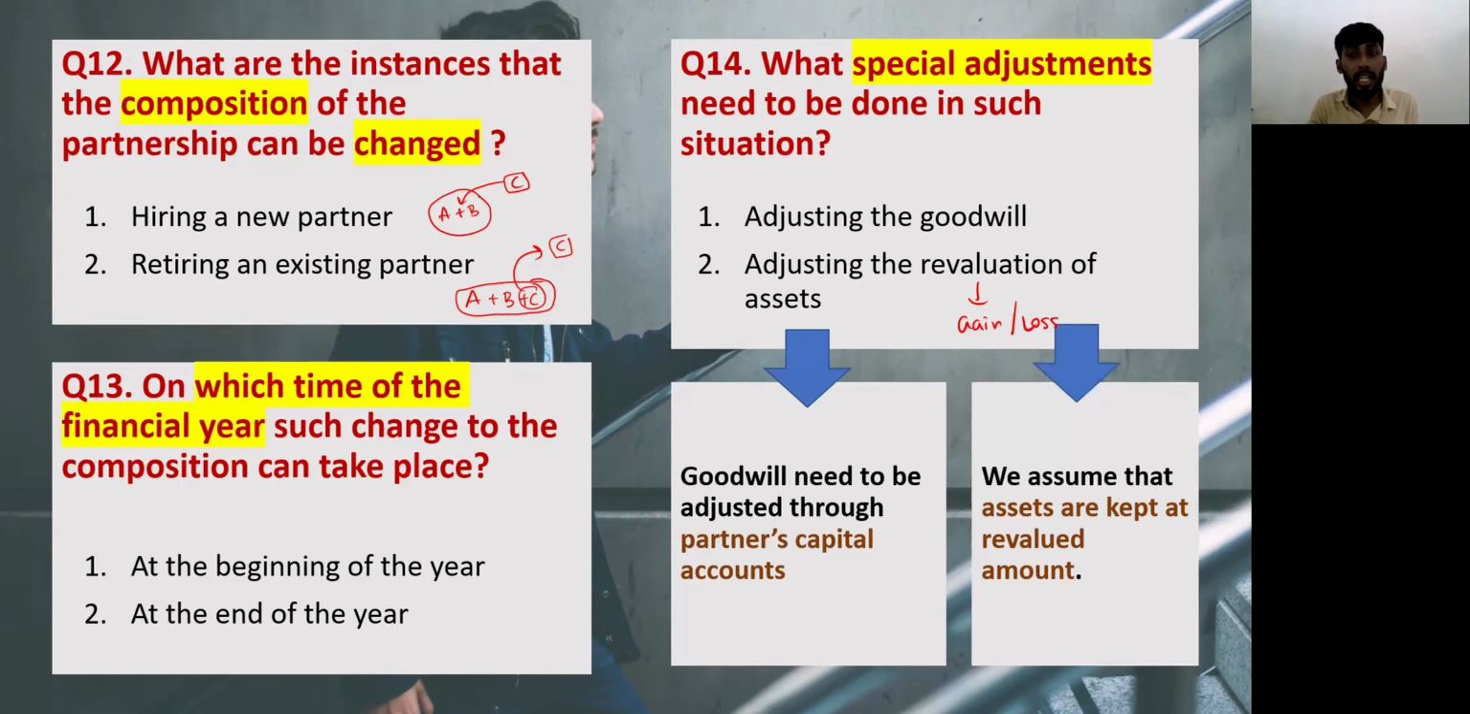And when adjusting the revaluation also, there are mainly two methods. Out of those two methods, in your syllabus, they say we always need to assume that the assets are kept at the revalued amount. So the asset accounts will be increased or decreased depending on the revaluation gain or loss, my dears.